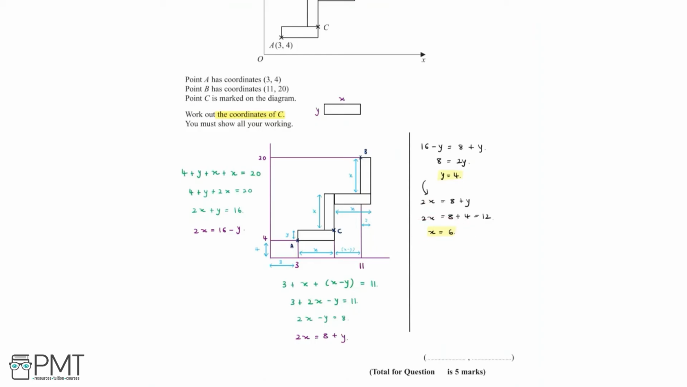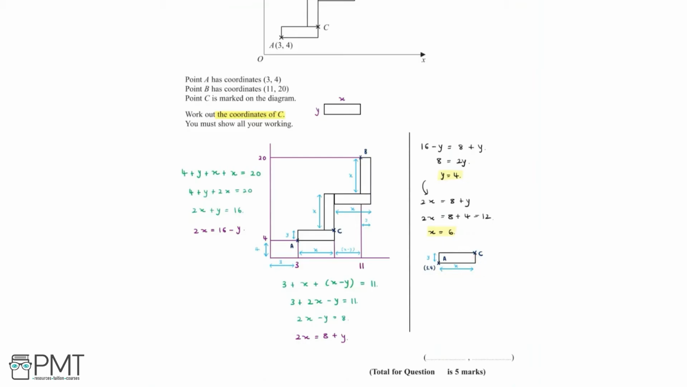But now remember that we want to find the coordinates of point C, which is labelled here on our diagram. Let's think about how we might find the coordinates of C. We know the coordinates of point A, which is 3, 4. And to get from A to C, we move x spaces to the right and y spaces up.